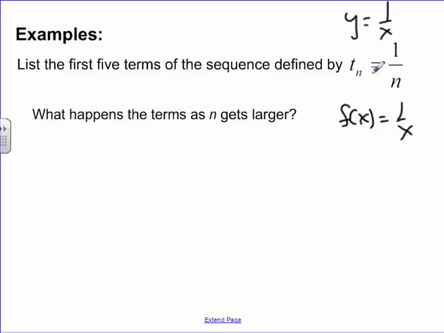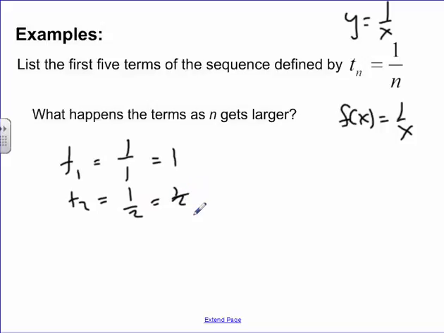And the equation we're going to give you is 1 over n. So, for example, if I wanted to find T1, the first term, well, that would be 1 over 1, which would be 1. And then if I wanted to find term 2, well, that would be the second term, so 1 over 2, which is a half.